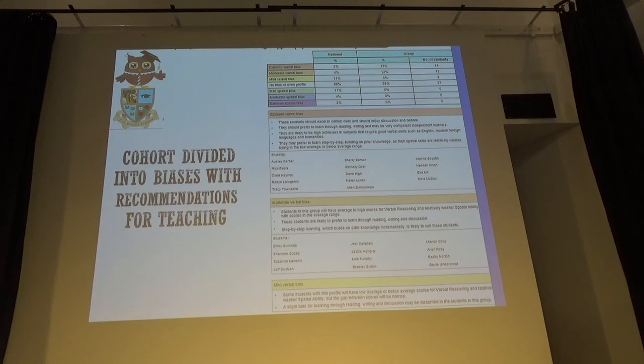So the children who have a very extreme verbal bias, that means that their verbal ability is high, whereas their spatial ability is quite low in comparison. Those children will really excel in written work. They might have high reading or writing ability. They may be very good at debate and discussion, for example. They may really like to learn through reading, writing, talking with a partner, and they might be quite good independently. They may be excelling at subjects where verbal ability is very important, like in English and literacy and language learning, for example.